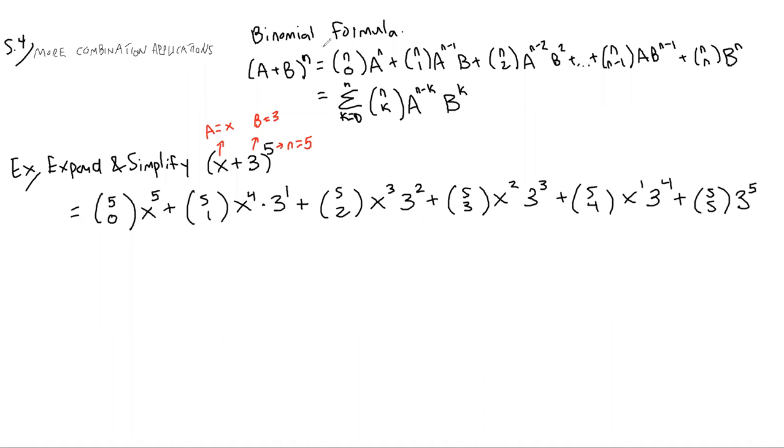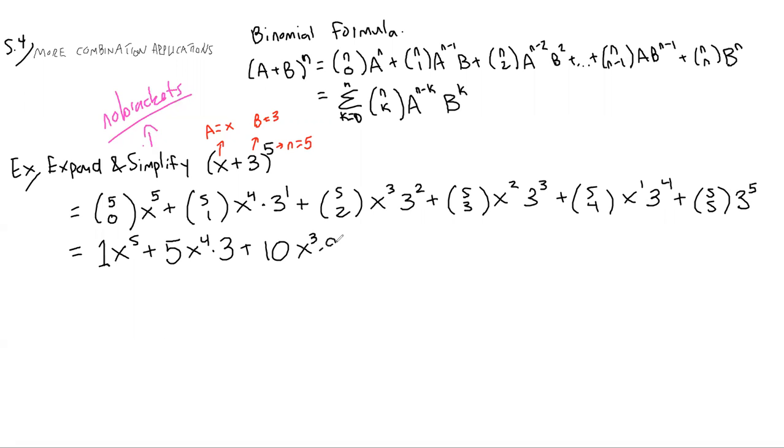So that's expanded. So the next part is going to be to simplify. Generally what simplify is going to mean is no brackets. That includes that binomial bracket. So I need to evaluate all of these things. So 5 choose 0 is going to be 1 x to the 5. And then 5 choose 1 is going to be 5 x to the 4 times 3. 5 choose 2 is 10. So I'll get 10x cubed times 9. 5 choose 3 is also 10, so 10x squared.